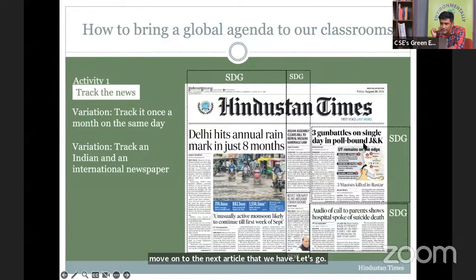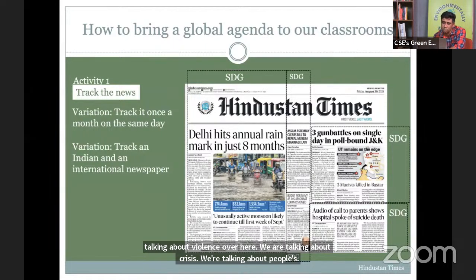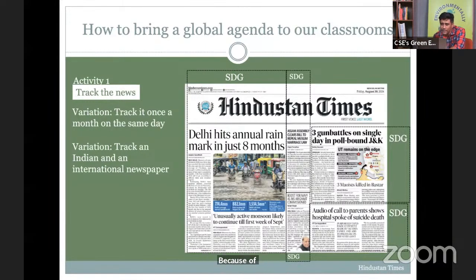Extreme right. The headline reads, 3 gun battles on a single day in poll-bound Jammu and Kashmir. So we're talking about violence over here. We're talking about crisis. We're talking about people losing life because of gun violence. Can we try to identify which SDG this will fall under? Dr. Aparna Thakur says peace. Yep, peace is an SDG, SDG 16, which talks about peace, justice, and strong institutions.